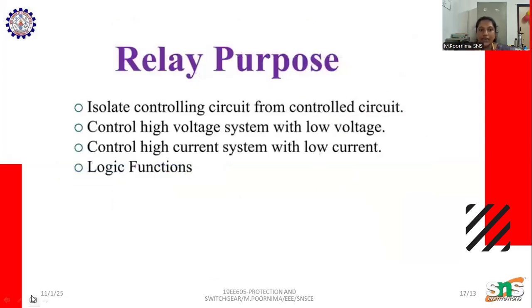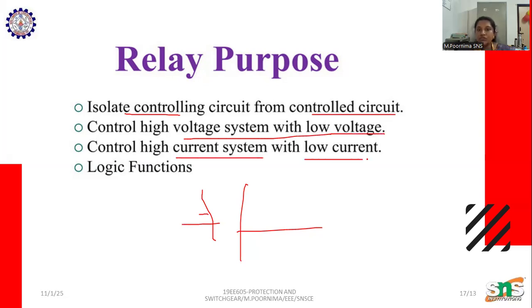And the third one is the relay. Why is the relay used? A relay's purpose is to isolate the control circuit from the controlling circuit. So it controls a high voltage system with low voltage, and a high current system with low current, and with logical functions. So this is the purpose of the relay.